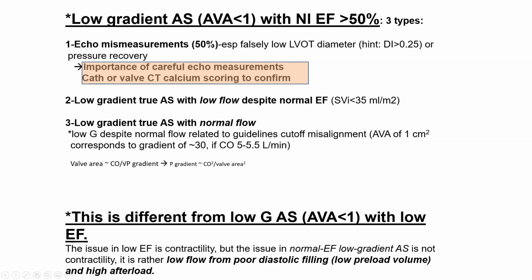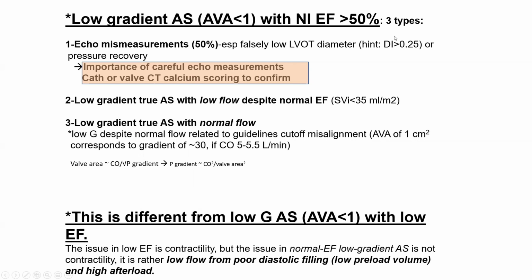The first type is echo mismeasurement, especially falsely low measurement of the LVOT diameter. When you read the echo report and you see an LVOT diameter less than 2.1, overwhelmingly this is incorrect. So that's one error in measurement, LVOT diameter.